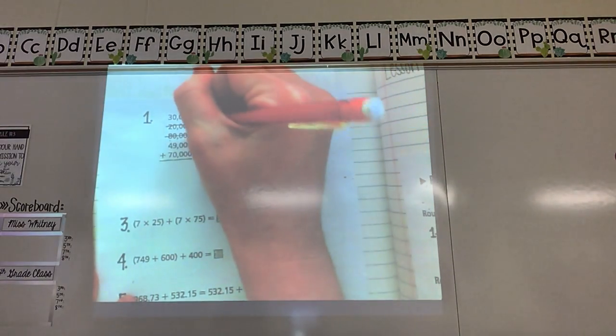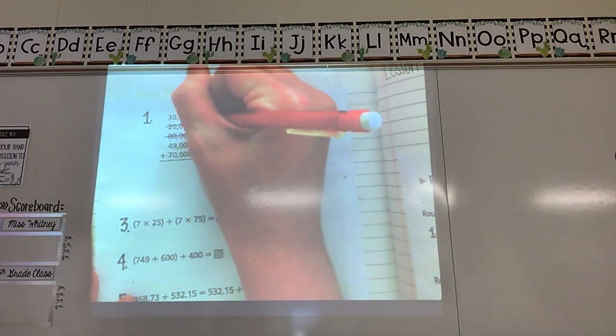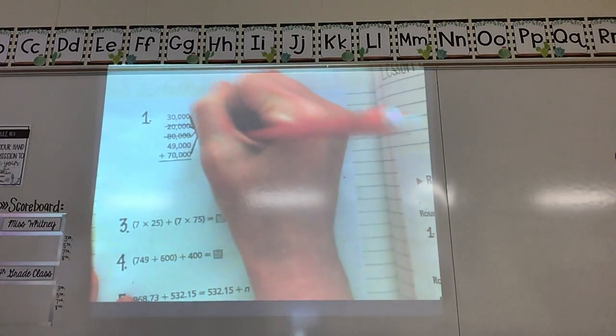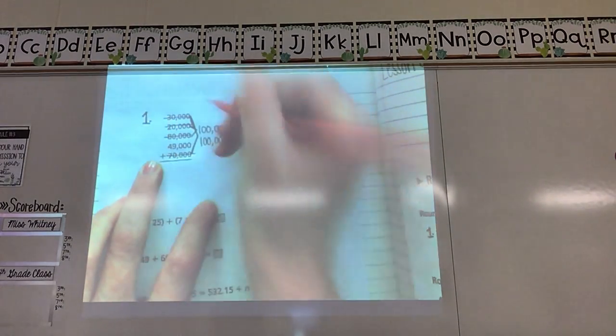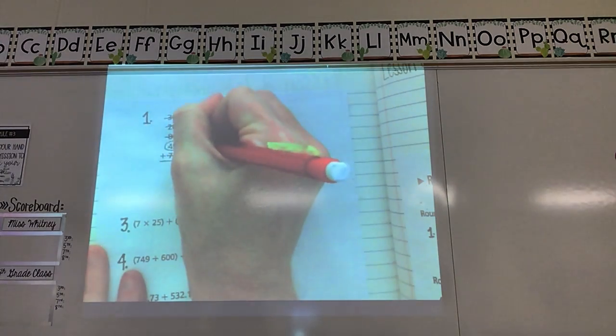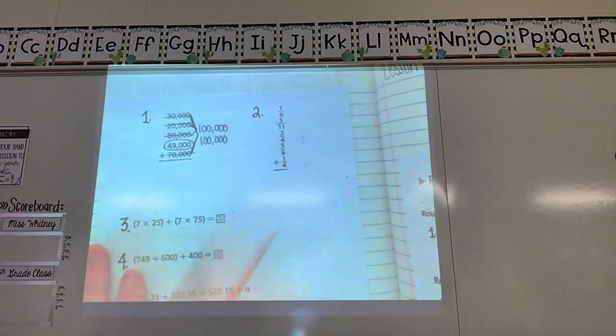I see 30 and 70. That would be another easy group. What would 30 plus 70 be? Another 100,000. And then I'm going to cross out the original numbers because we've already used them to make a new group. And then look, we only have this guy left, 49,000. So we have 100,000, 100,000, and 49,000.